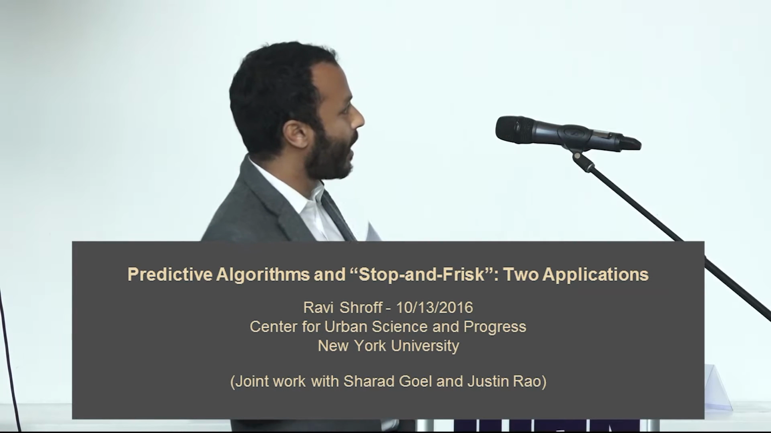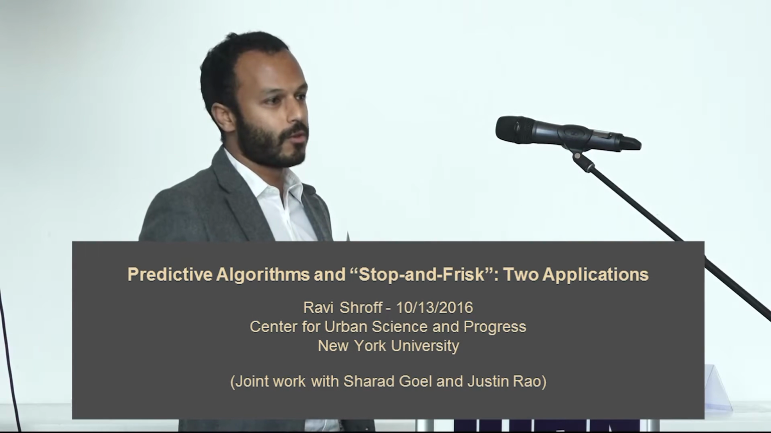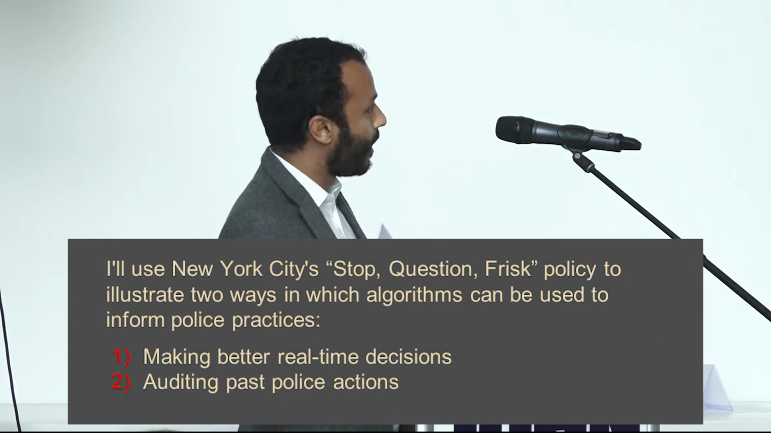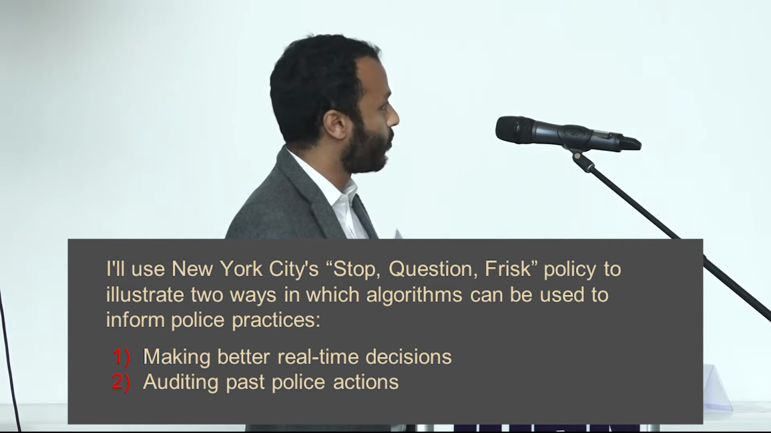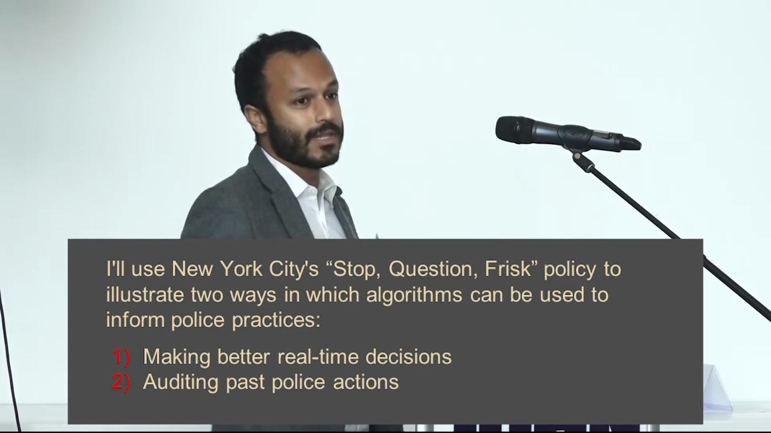I am going to use New York City's stop, question, and frisk policy to illustrate two ways in which algorithms can be used to inform police practices, particularly in the context of bias. The first way is through making better real-time decisions of whom to stop and whom not to stop. And the second way is that algorithms can be used to audit past police actions in a way which I'll describe.